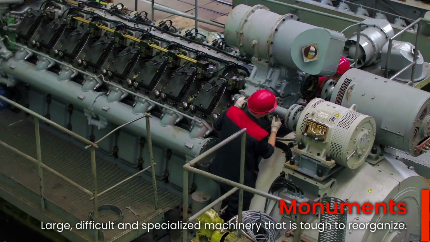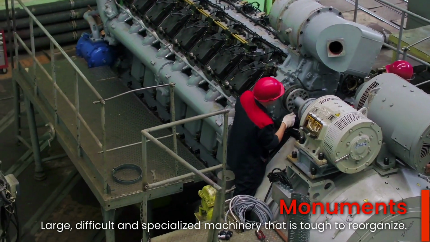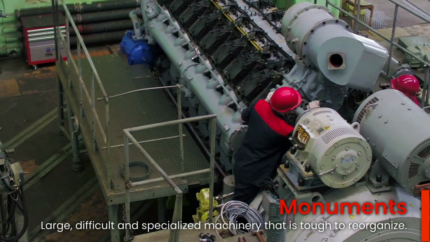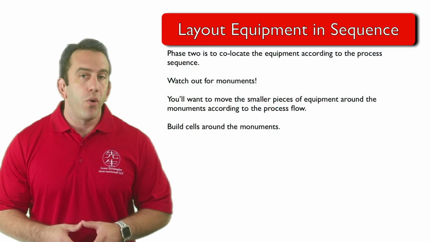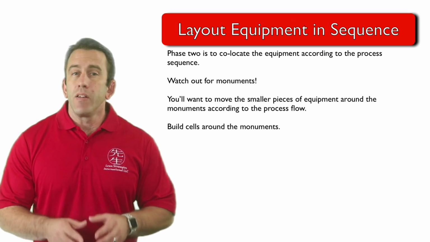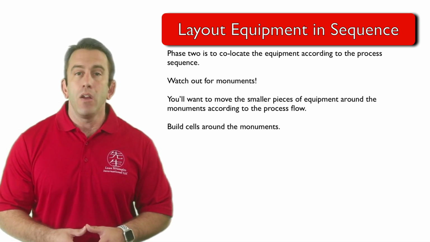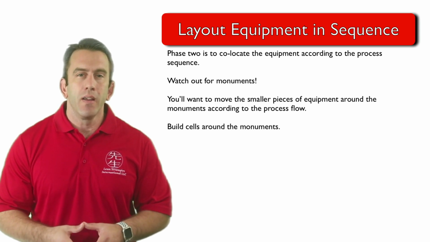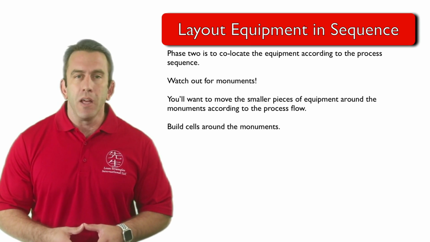If you run into this situation, you'll want to move the smaller pieces of equipment around the monuments according to the process flow. This will allow you to avoid the struggle of heavy lifting and moving these machines and take full advantage of the machines for processes that may use batch manufacturing. In these cases, you can build cells around the monuments.